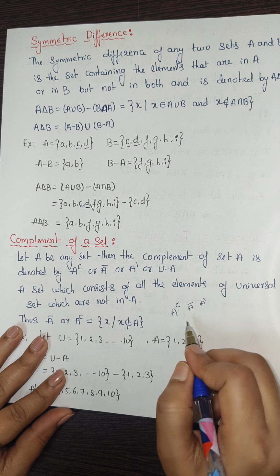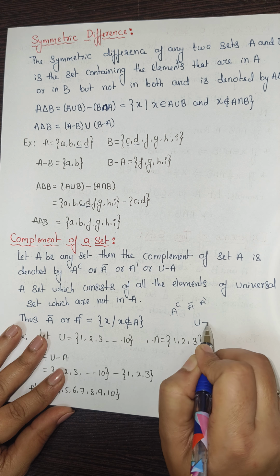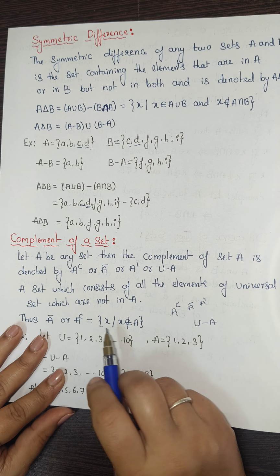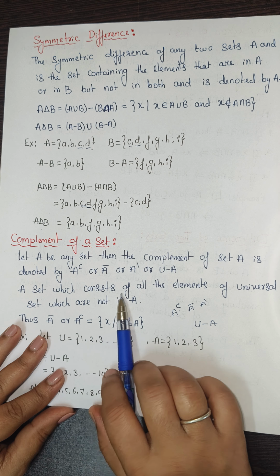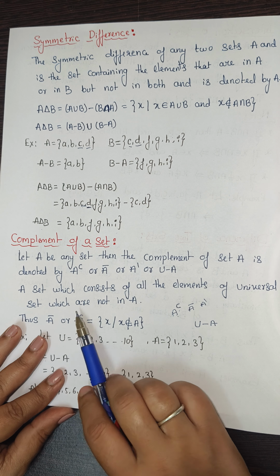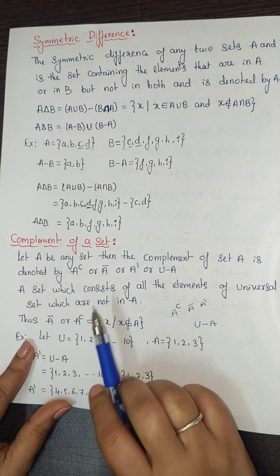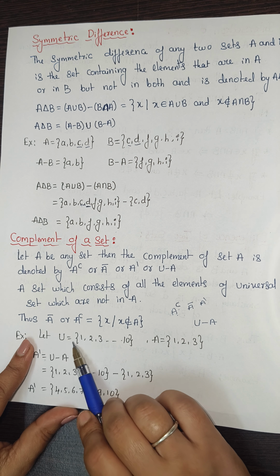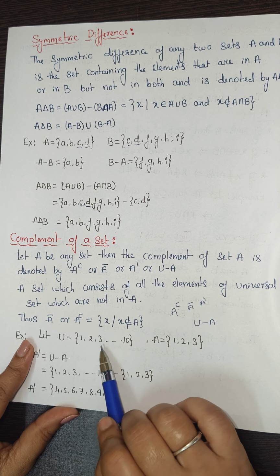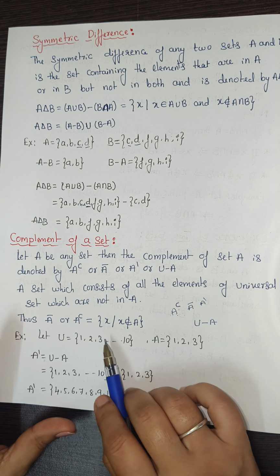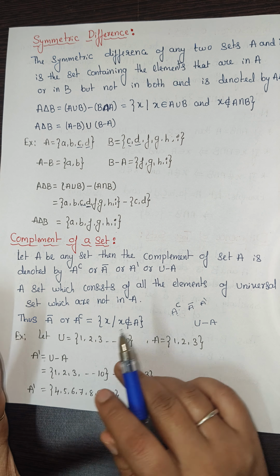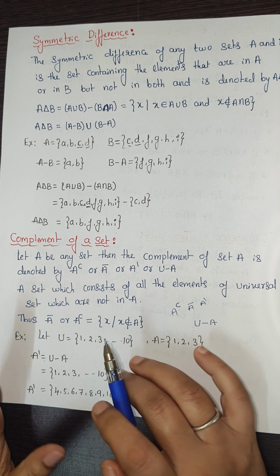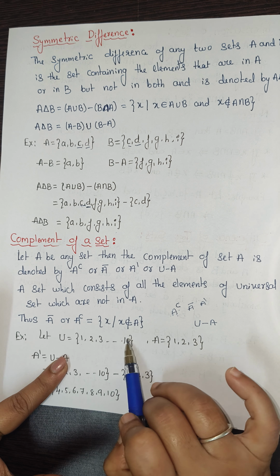And the complement of a set means it is the universal set minus the set A. It is a set which consists of all the elements of the universal set which are not in A. What is the meaning of universal set? The universal set is the set which contains all the elements of A and other sets also. That is called the universal set.